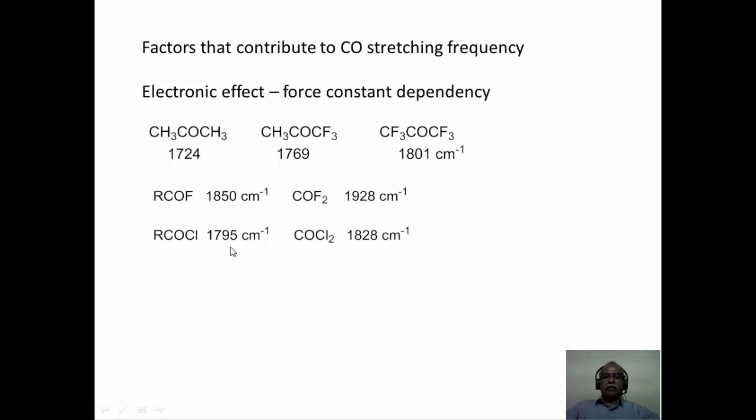Acid bromides have a very peculiar effect because the mass also increases, which will decrease the stretching frequency, and the electronegativity also decreases, which will also decrease the stretching frequency. So it is actually a combination of two effects, the mass effect as well as the electronegativity effect, which decreases the carbonyl stretching frequency as you go from carbonyl fluoride to carbonyl chloride to carbonyl bromide.